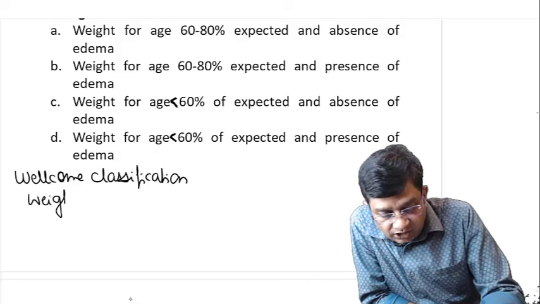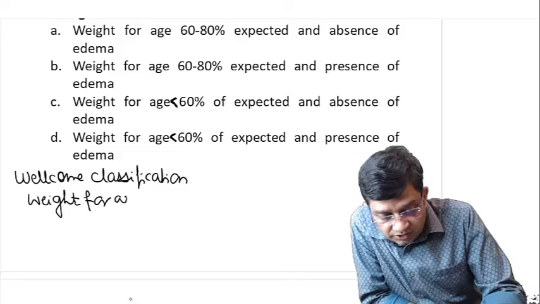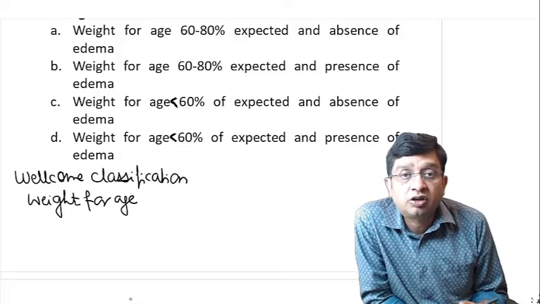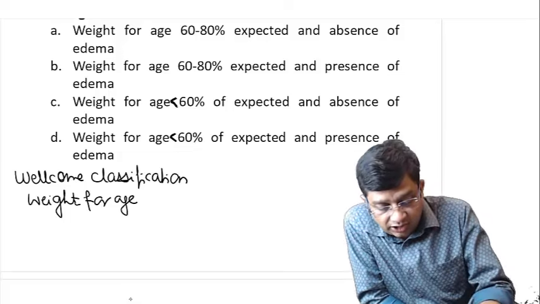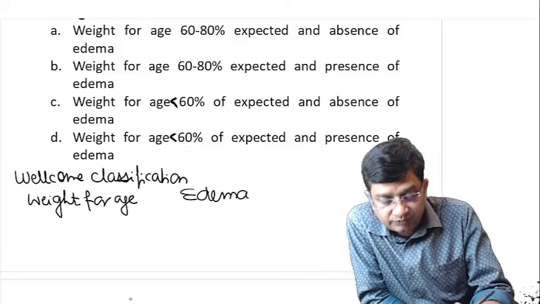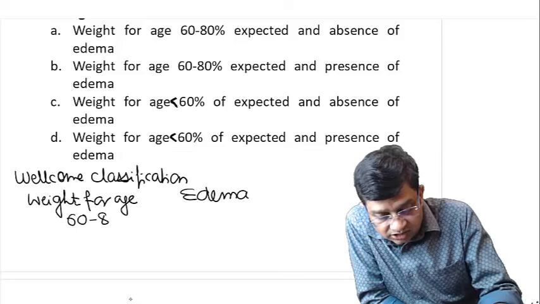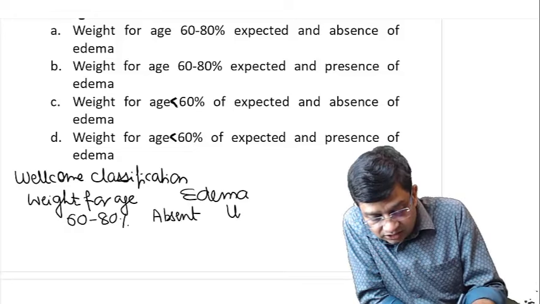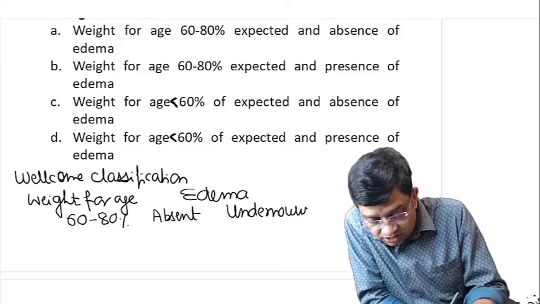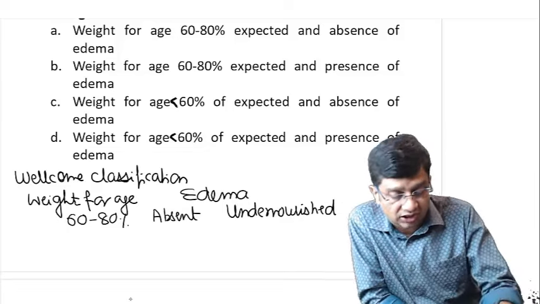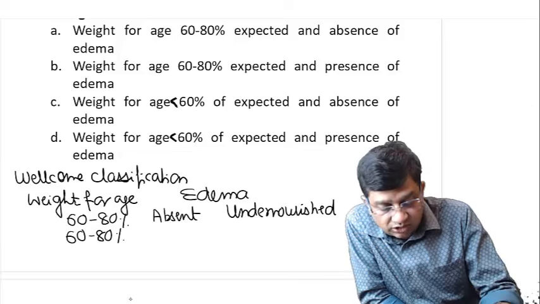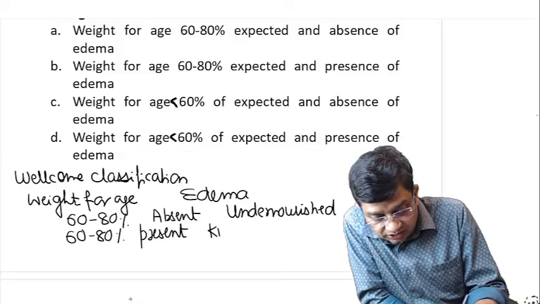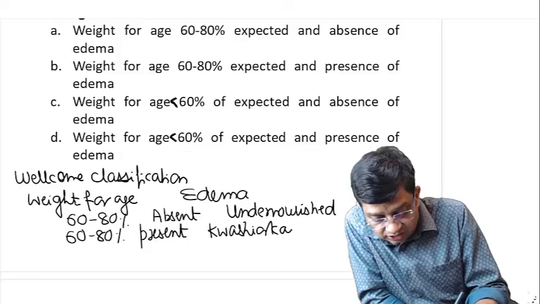One is the weight for age, and overall if somebody asks you which is the best indicator for malnutrition, it is weight for age, because weight for age is a marker of both acute and chronic malnutrition. And second is edema. If the weight for age is 60 to 80% of expected and edema is absent, this is called the undernourished child. If the weight for age is 60 to 80% and edema is present, this child is called the kwashiorkor child.